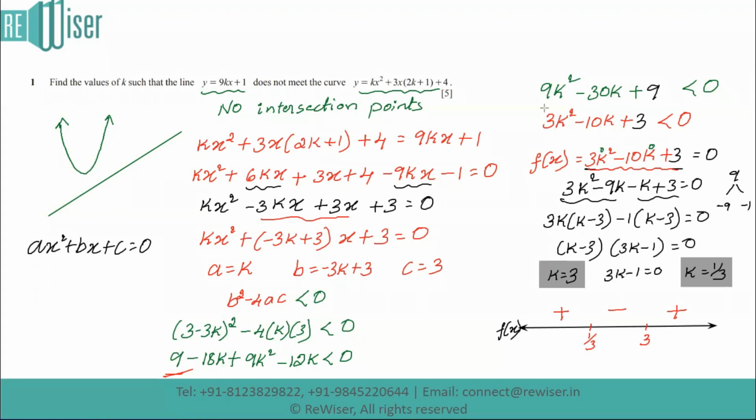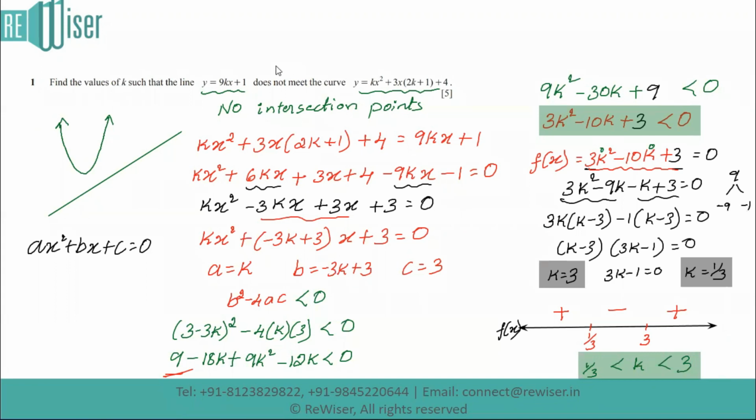Now, the question is asking when f of x is less than 0. That means when it is negative, and that's clearly happening between 1 by 3 and 3. So when k is between 1 by 3 and 3, this function will not intersect. And this is the final answer for this sum.